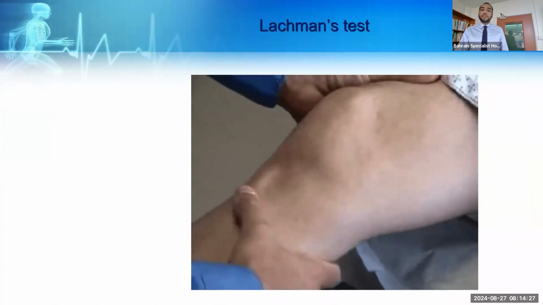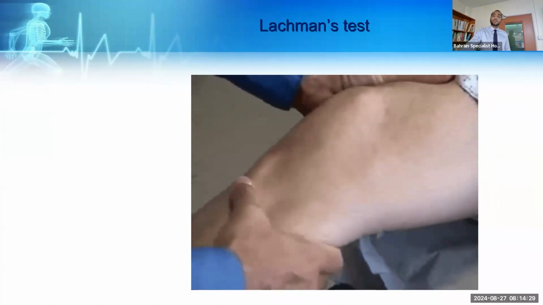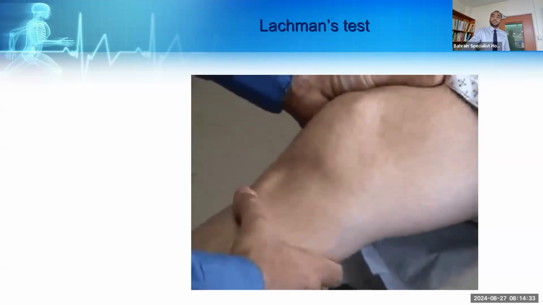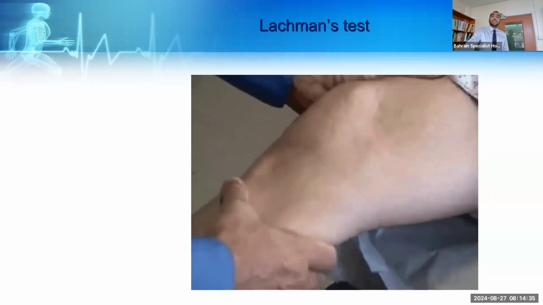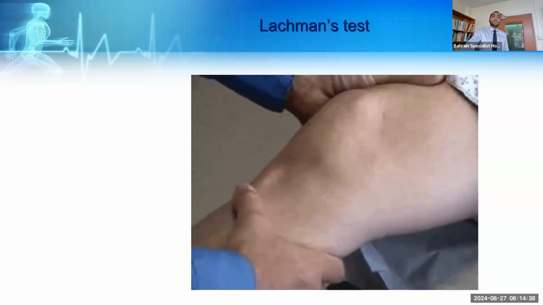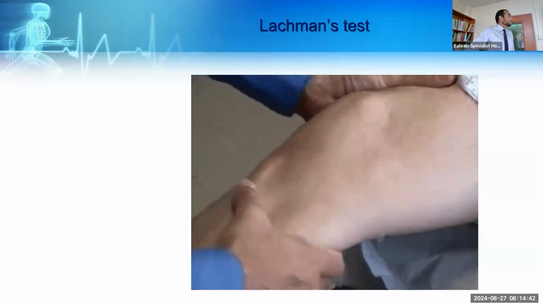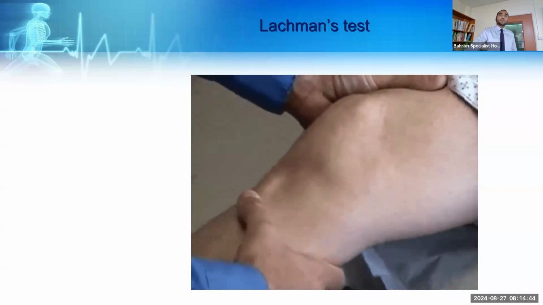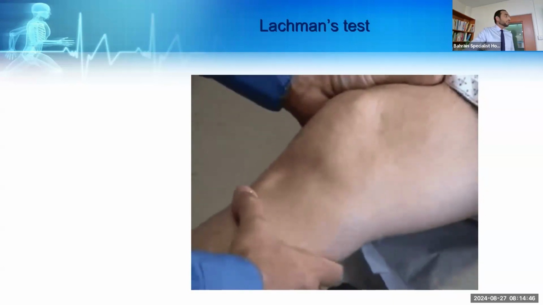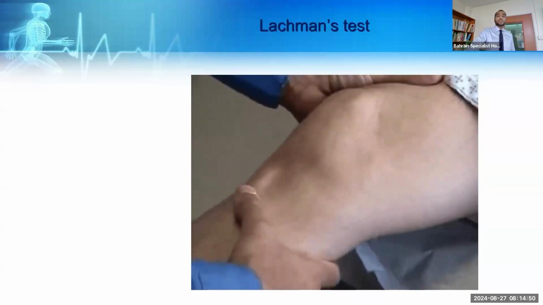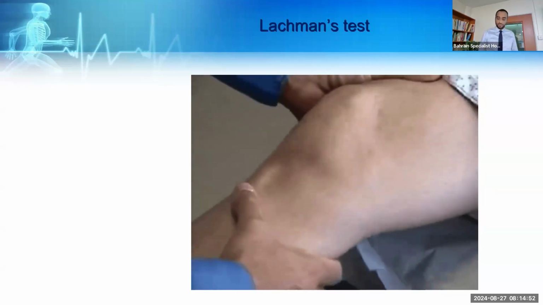So Lachman's test, this test is performed with 30 degrees of knee flexion. And this test is supposed to be more accurate than the anterior drawer test, because sometimes the anterior drawer test can be a false negative, especially in cases where the anterior cruciate ligament is damaged, and in chronic cases, it heals onto the posterior cruciate ligament. In such cases, the anterior drawer test may be negative.